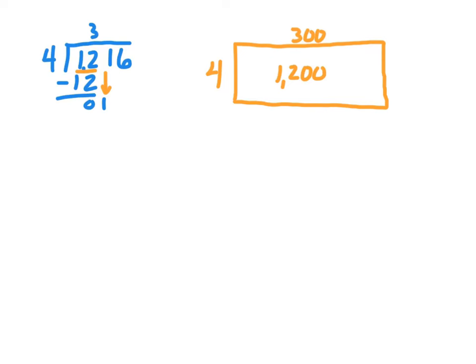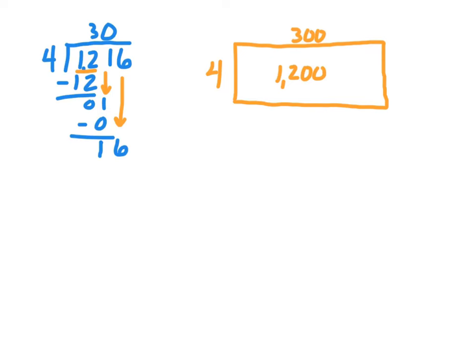and I can't distribute one again evenly into four groups. So that 10 there, I'm going to be able to distribute that, zero times four, zero. Go ahead and go through the procedure and subtract that out with one left over, and then I'm going to bring down my six ones.